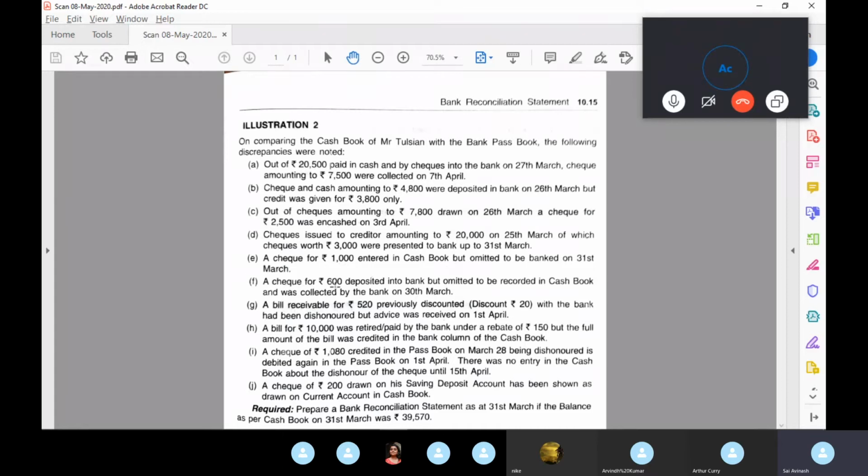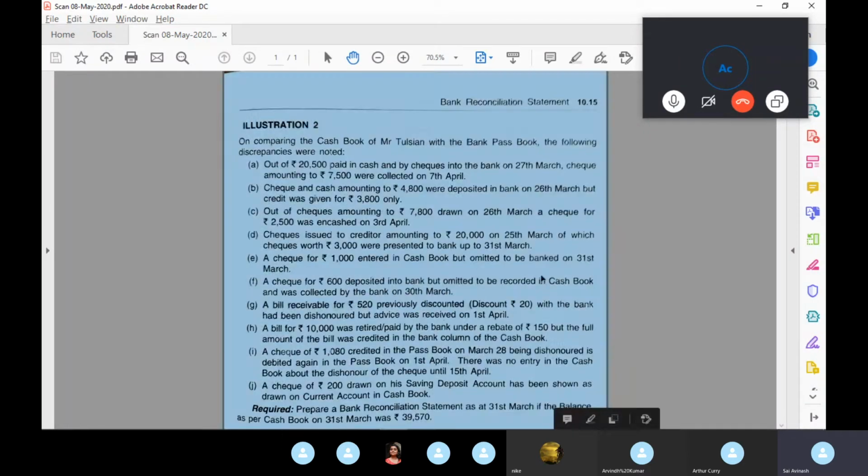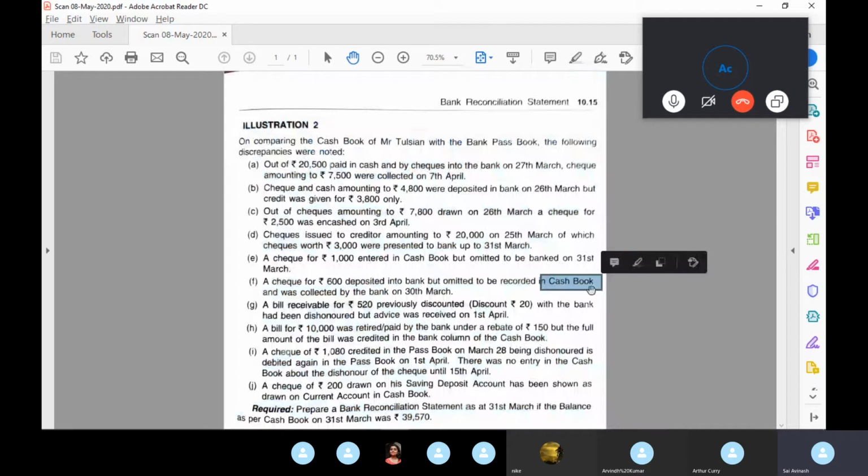So check for 600 deposited into bank, but omitted to be recorded in cash book and was collected by the bank on 30th March. So what happens? I've deposited a check in this case, right? Which means as of 31st March, my bank balance would have increased, but I have not recorded it in my cash book yet. So my cash book will have lesser value.